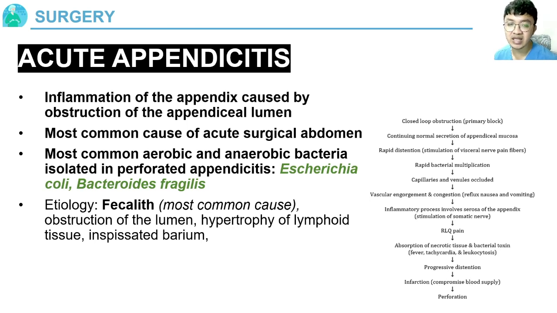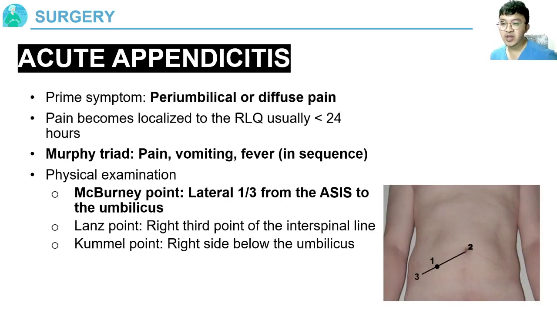What happens is that area of ischemia will eventually rupture. The rupture will cause fecal material, will cause peritonitis, will cause an abscess later on for the patient. So the prime symptom of your acute appendicitis, the first symptom, is periumbilical or diffuse pain. Then it becomes localized in the RLQ, usually in less than 24 hours.